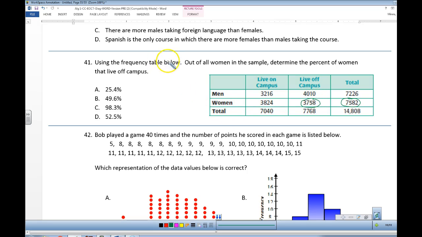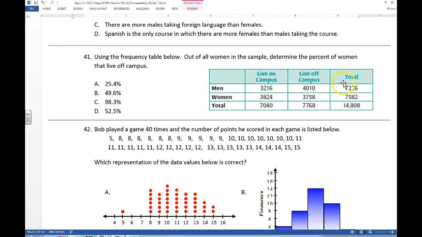So we have a simple division here. 3758 out of 7582. 3758 out of 7582. We do that division and you will get B, 49.6%. All right, we're doing well.